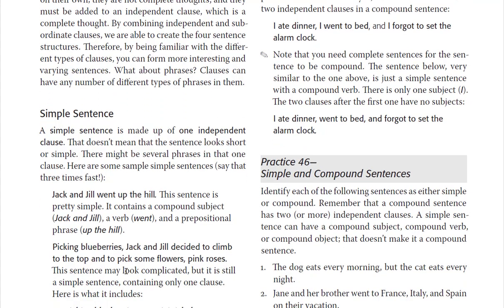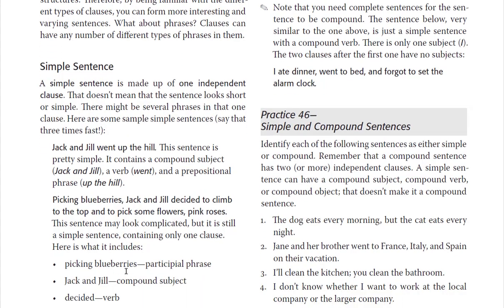It contains a compound subject, Jack and Jill, a verb, went, and a prepositional phrase, up the hill. Picking blueberries, Jack and Jill decided to climb to the top and to pick some flowers, pink roses. This sentence may look complicated, but it is still a simple sentence containing only one clause. Here is what it contains.